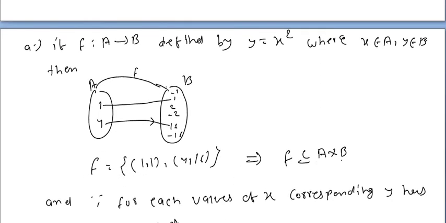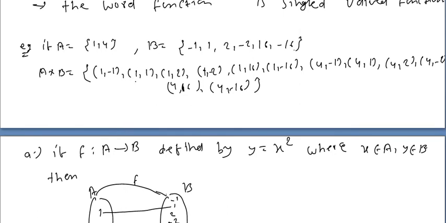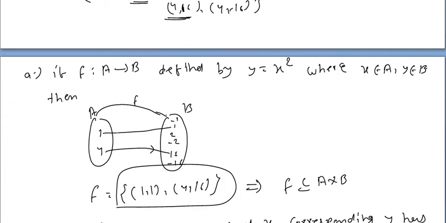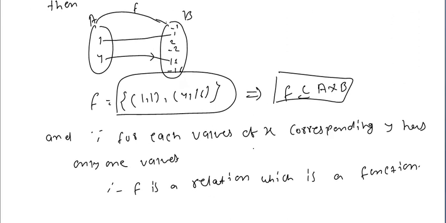That is, f is a subset of A cross B, because this collection of ordered pairs is lying in the Cartesian product. Let's see here: (1, 1) and (4, 16). These are lying in A cross B. That is, f is a subset of A cross B. This is a very important point. Keep in mind, f is a subset of A cross B.